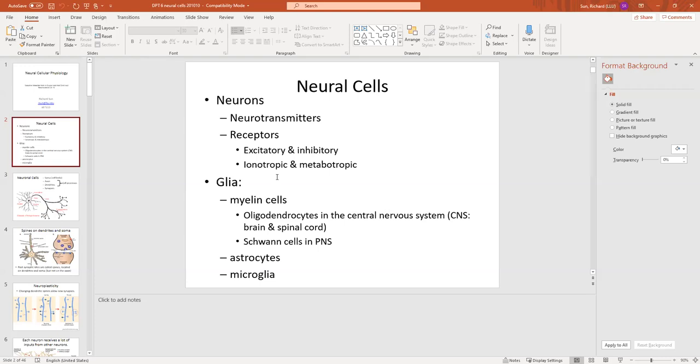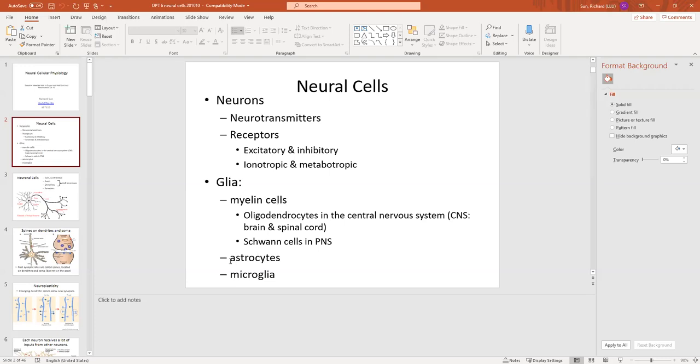And then we will talk about the other big group of the cells in the nervous system. These are called the glial cells. There are three types of glial cells. The myelin cells are probably the most well-known. These are myelin wrapped around the axons. There are two types. Oligodendrocytes are the myelin cells in the central nervous system, including the brain and the spinal cord. Schwann cells are myelin cells in the peripheral nervous system.